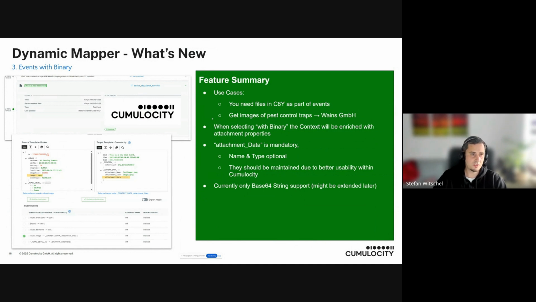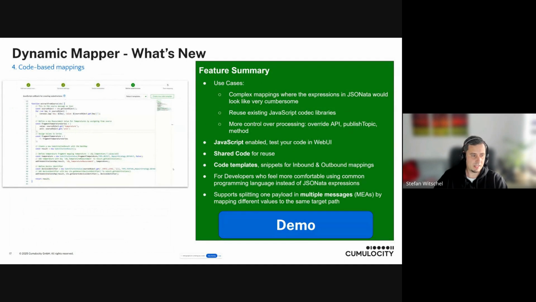And in the end, of course, the events will be created in Cumulocity. And if the type is right and the name is maintained, you can download the file and you can see it directly in Cumulocity. And with that, I will hand over to Christoph to show you 2 other amazing features we have implemented.